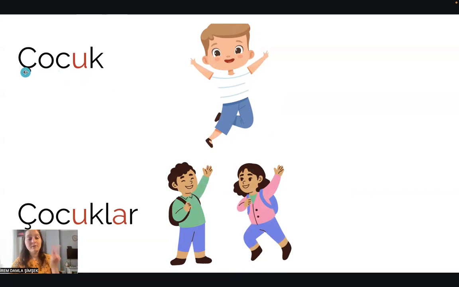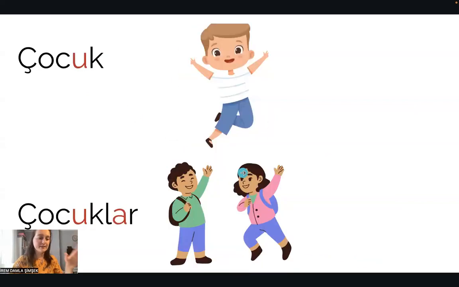There are two vowels in this word. Which one do I have to choose? I have to choose the final, the finish vowel, okay? It doesn't have to be the last sound. We don't care. Just look at which is the final vowel. Çocuk, it means child. Çocuklar, it means children. Çocuk, çocuklar.